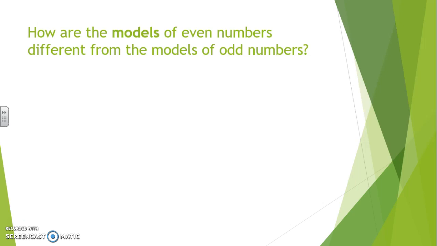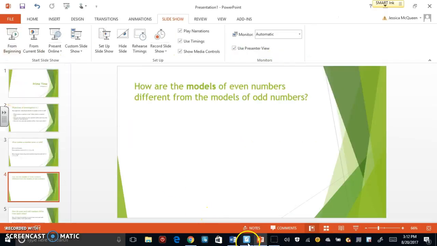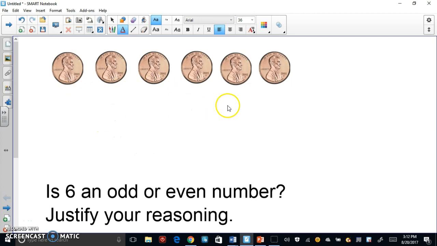Okay, so for our next question, it says, how are the models of even numbers different from the models of odd numbers? So we're going to take a look at an example here. We have 6 pennies. So the number 6, we're going to justify our reasoning and decide, is 6 odd or even? Okay, but remember, the important thing about this example is proving how we know it's even. So we're going to show that with a model, a picture. And I just happen to use pennies. You can use whatever you want.